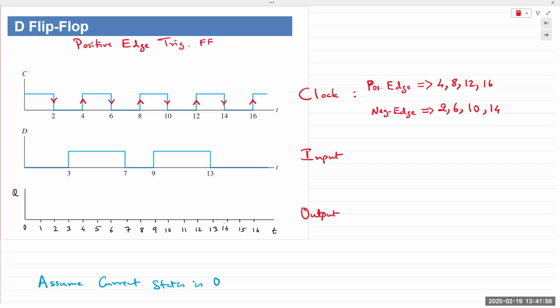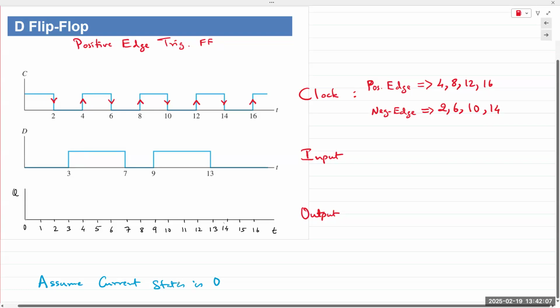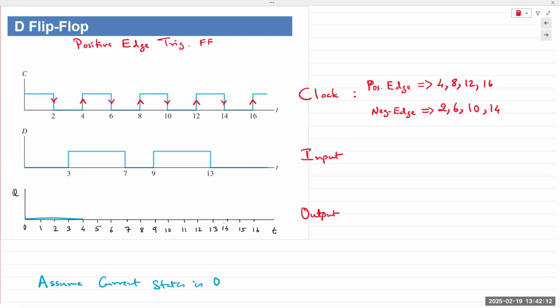Until the clock transitions from low to high, which is right here at this point. Positive edge trigger at 4, the output is going to remain at 0. You're assuming the state of the flip-flop output is 0. You can assume it to be 1, it doesn't really matter. If something is provided, then you note it down. If it's not provided, you assume whatever you want.